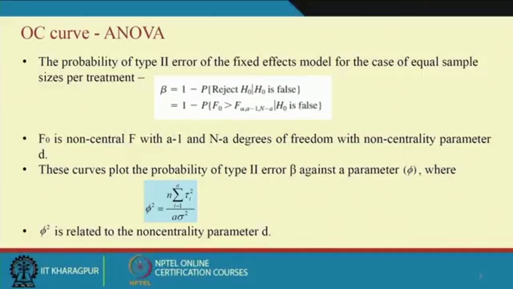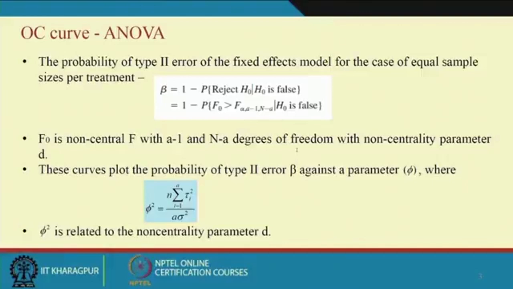But when H0 is false, meaning that the means are not equal, there is some difference between the means, some mean shift is there. If I consider that difference as a shift, from one mean to another mean there is a difference, then F0 will follow a non-central F distribution with a minus 1 and N minus a numerator and denominator degrees of freedom. And here the non-centrality parameter is d.